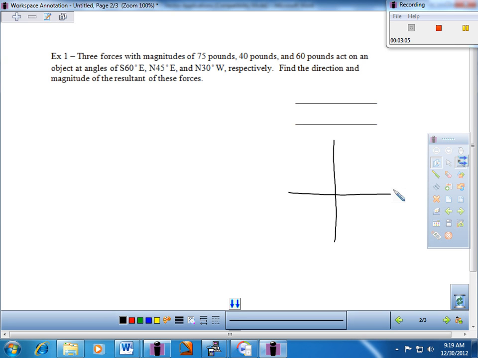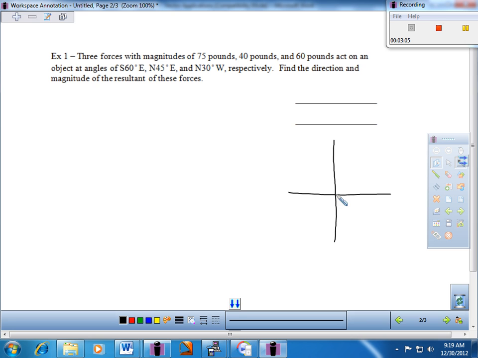Okay, so I just have a little coordinate plane there. I think that should be satisfactory. It doesn't have to be perfect. And let's just be a little careful on this piece. I've got the three magnitudes and the three directions. Let's go ahead and make sure we get this together.